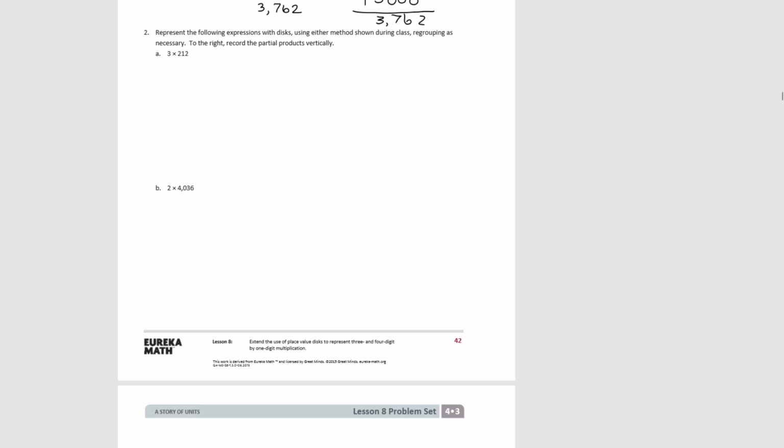Now for number 2, it says you can represent the expressions with disks. You can use either method that was shown, which means you can either do partial products and then go to the place value chart, or you can start with the place value chart and generate the partial products from there. You need to regroup as necessary, and then you're going to, on the right, record the partial products vertically. So stop the video and try A. Okay, let's try this with the place value disks to partial product method.